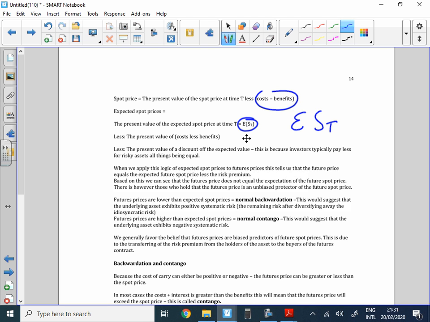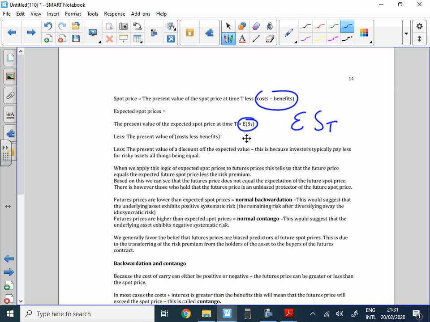Okay. Let's go. When we apply this logic of expected spot prices to future prices, it tells us what? That the future price equals the expected future spot price less any... It should, shouldn't it? That F0T, your futures price, should equal your expected spot price, shouldn't it? We know that it should converge.